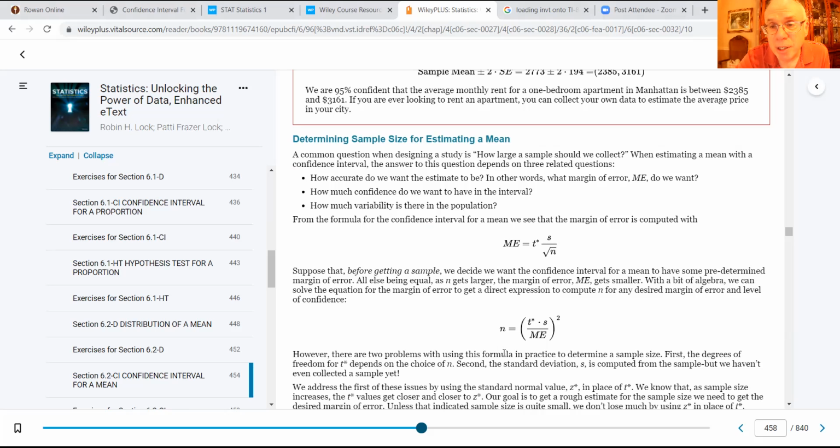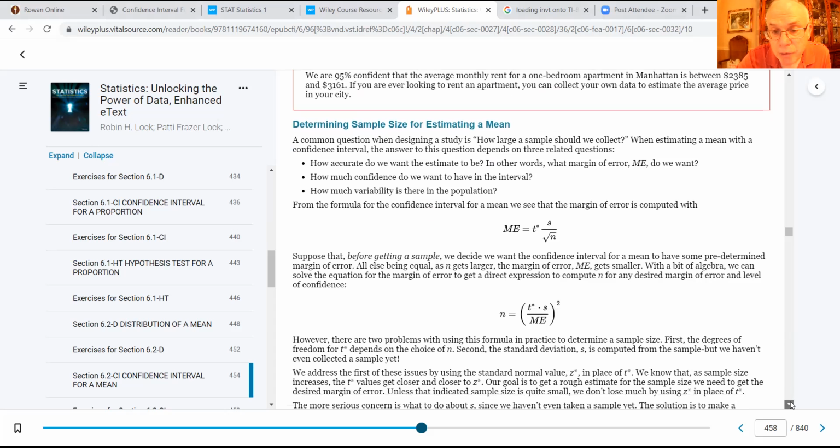And we can't use t, because remember, t depends on the degrees of freedom, which is calculated from n. So if we don't know what n is, how can we calculate t? So we actually have to use z instead of t, and we have to use sigma instead of s in this formula down here to find the minimum sample size.